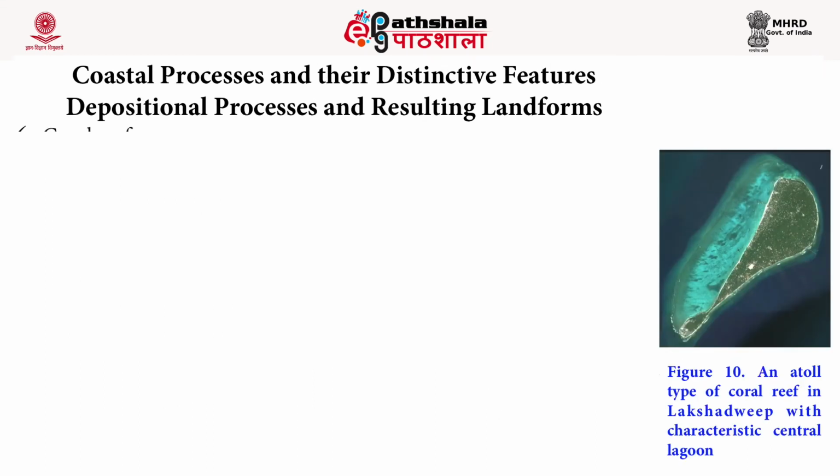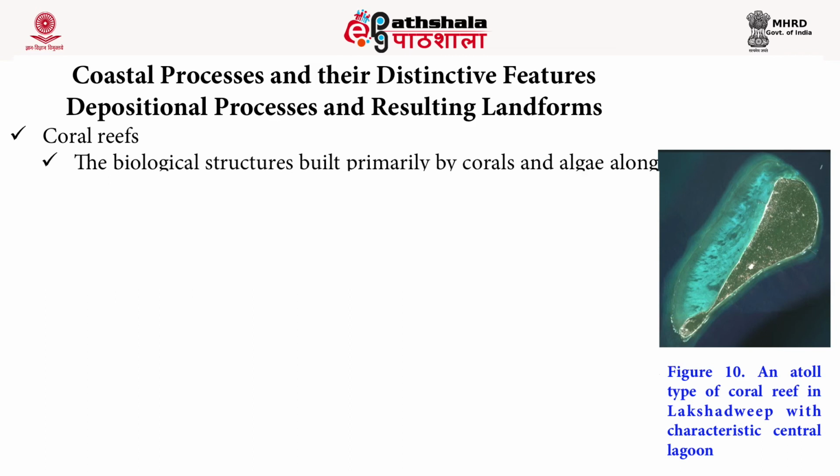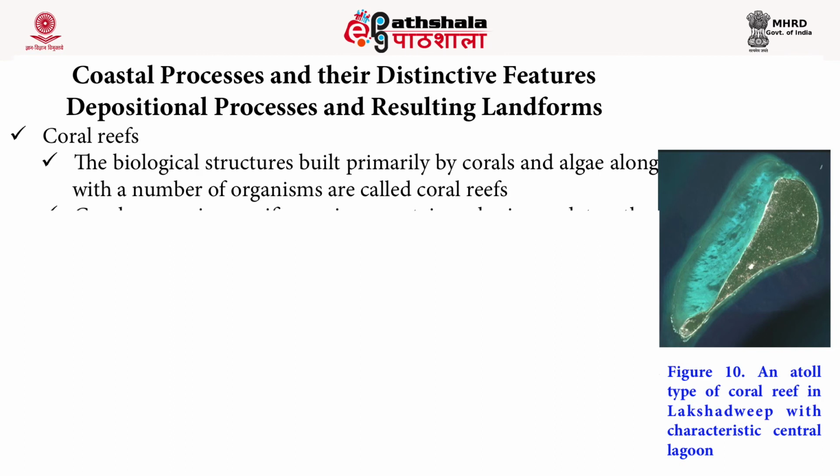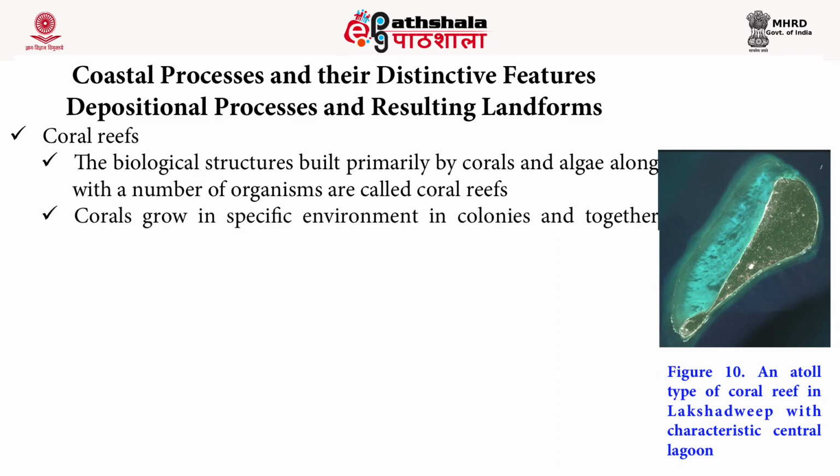Coral reefs are the biological structures that are primarily built by corals and algae along with a number of organisms. Corals grow in a specific environment in colonies and together build huge structures. Three types of coral reefs are generally identified.